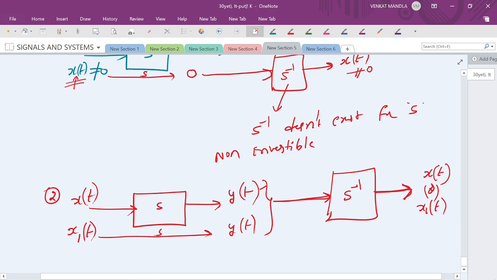So we need to get the unique input at the output of the inverse system. Here it is x of t; here also it should be x of t. But I can't guarantee that it is x of t. It may be x1 of t also, because for x1 of t the output is also y of t. I will give some examples, then you will get some clarity.